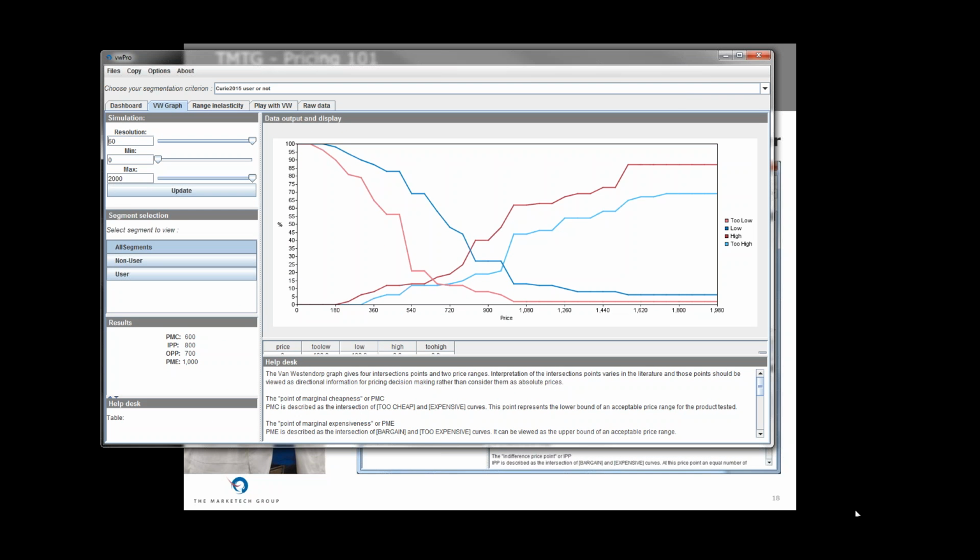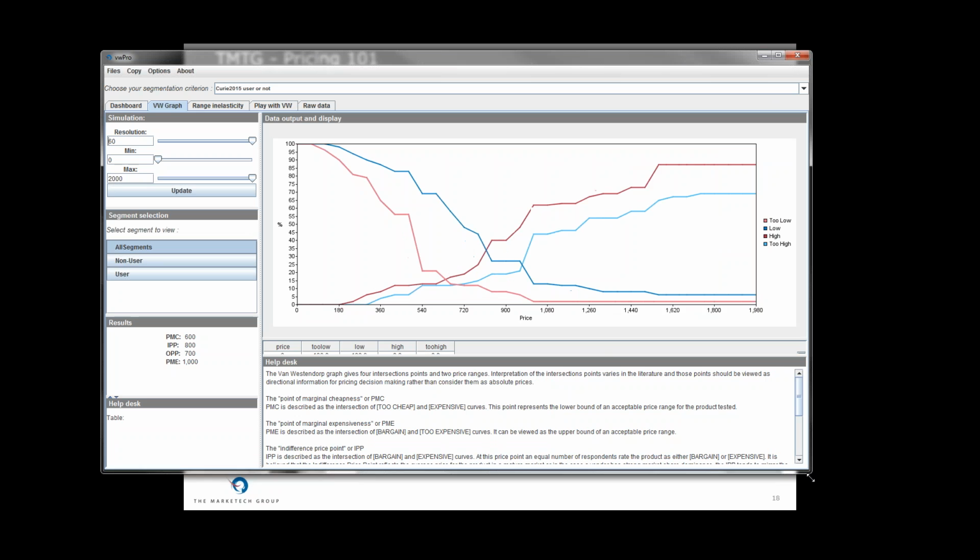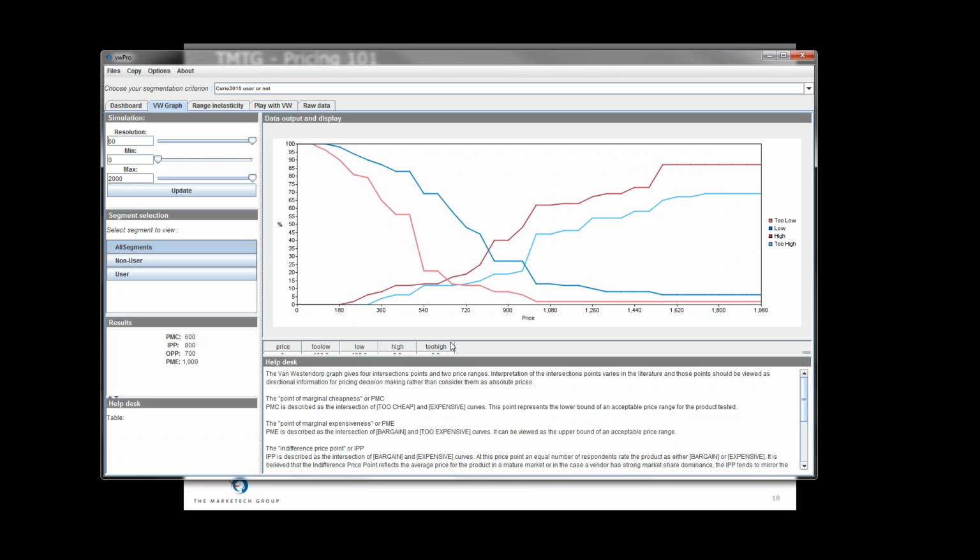And this is what it would look like. So this is the basic von Westendorp curve. And you see here your point of marginal cheapness of around $600, where these lines intersect. You see the point of marginal expensiveness of around $1,000, where these 2 lines intersect. That's basic von Westendorp.